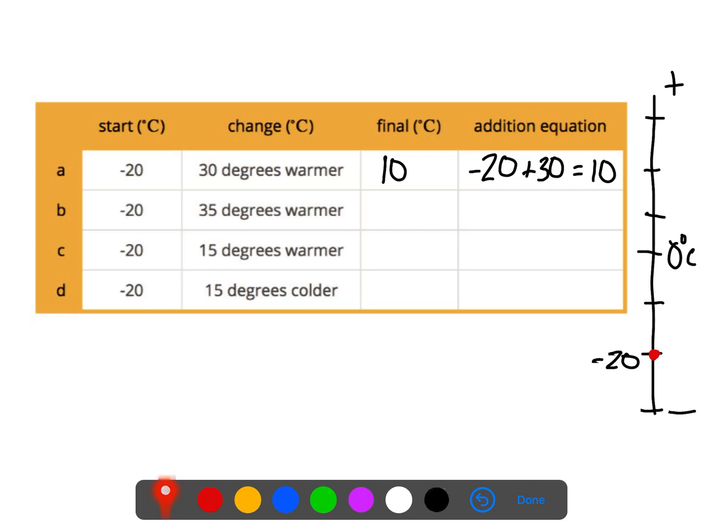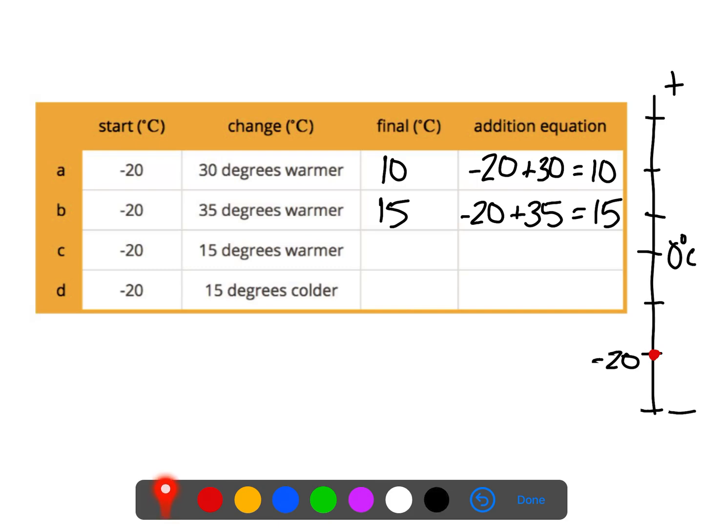All right, let's do that again. Now we're getting a little bit warmer. We're getting 5 degrees warmer. Now, honestly, since we're starting at the same point, we have a very similar change. I'm just going to use the work that I already did to get a final temperature of 10, and I see I'm getting 5 degrees warmer than I did in example A. Well, 5 degrees warmer than 10 is going to be 15. And to get 15 degrees, I would take my starting point plus the 35 to equal 15.